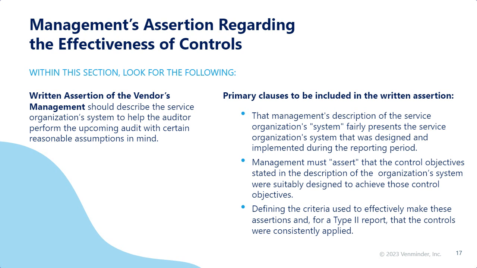Management has to assert that the control objectives stated in the description of the organization system were suitably designed to achieve those control objectives. And then defining the criteria used to effectively make those assertions. And then for a Type 2 report, that the controls were consistently applied. So really, it's the management's stamp of approval that they did everything they were supposed to do in good faith, and that anything that was found makes sense based on the work that they put into it.